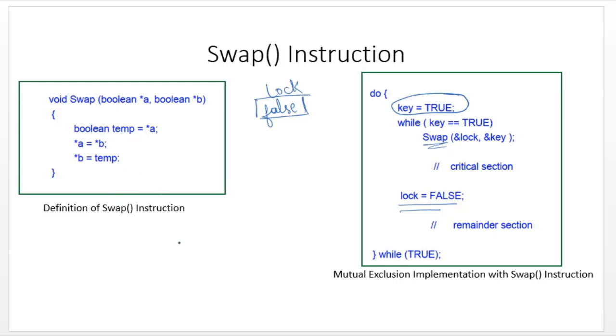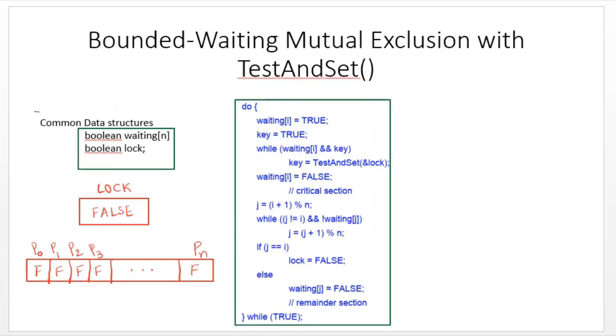So let me now present you another algorithm using TestAndSet instruction that satisfies all three requirements of critical section: mutual exclusion, progress, bounded waiting. All three requirements are satisfied with the new algorithm that we are going to study now. And this algorithm uses two data structures: waiting, which is an array of n elements. This n represents how many cooperating processes there are, and there is another boolean variable lock. The whole waiting array, representing n processes which cooperate with each other, is set to false initially, and also the boolean lock variable is set to false.